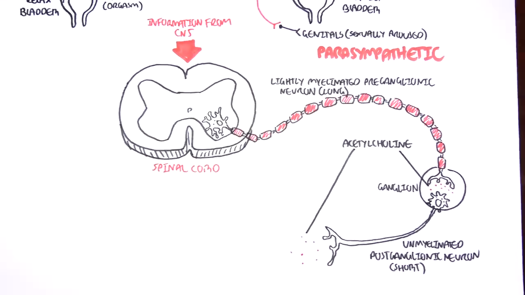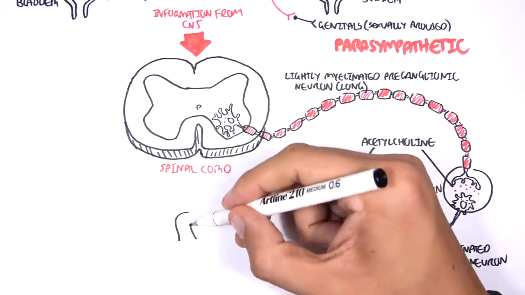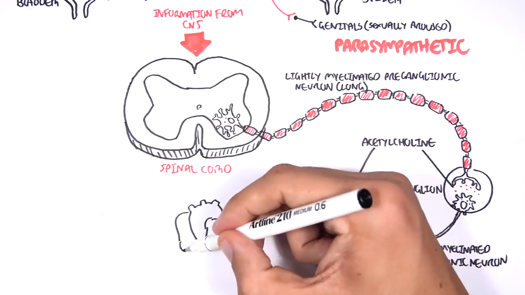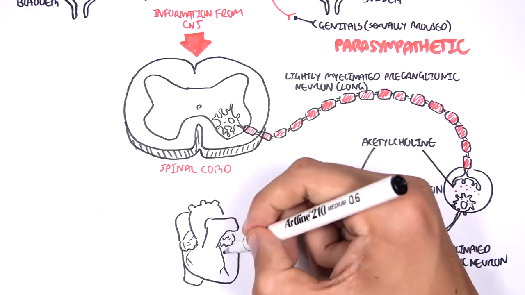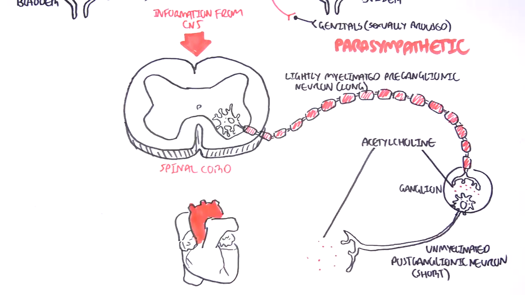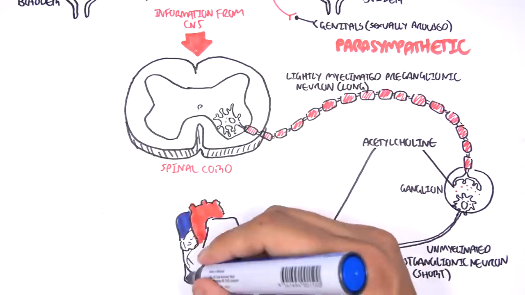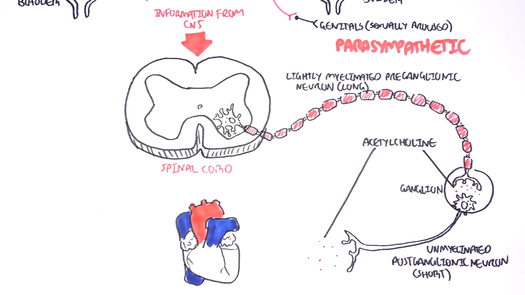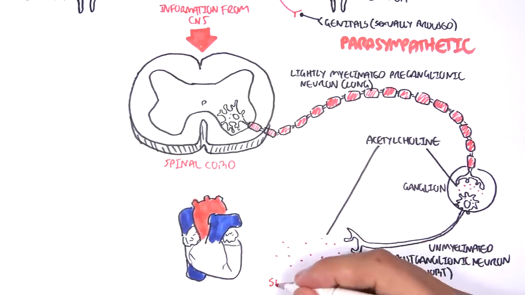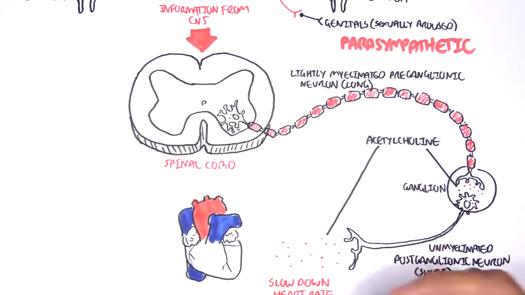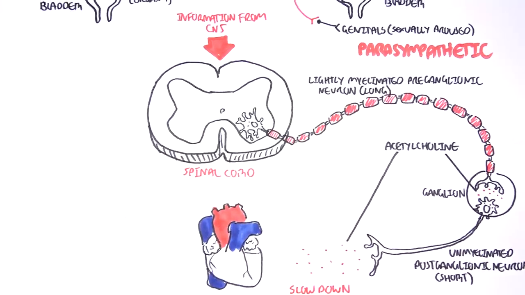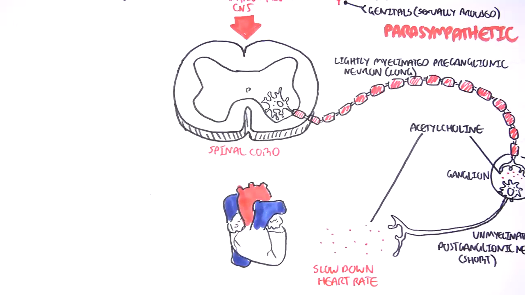And then this unmyelinated postganglionic neuron, which is quite short, will release the neurotransmitter acetylcholine again, which will target a tissue, causing a parasympathetic response. Now, in this case, it's targeting the heart, so it will release acetylcholine to slow down the heart rate. But this image is not quite correct because there's no ganglion when the parasympathetic nervous system targets the heart. But I hope you understand the concept and the difference between the parasympathetic and sympathetic.